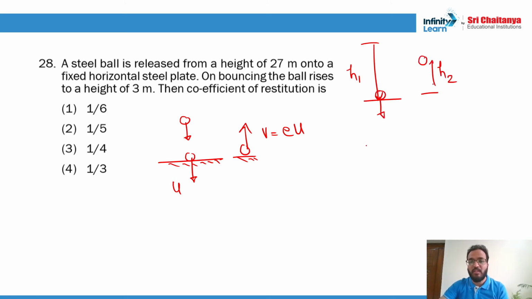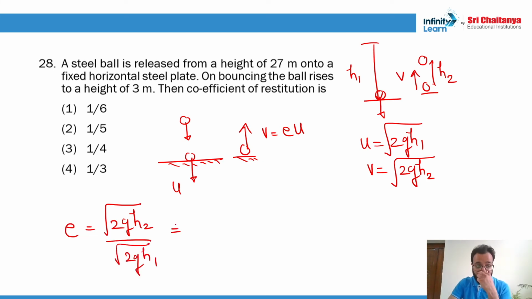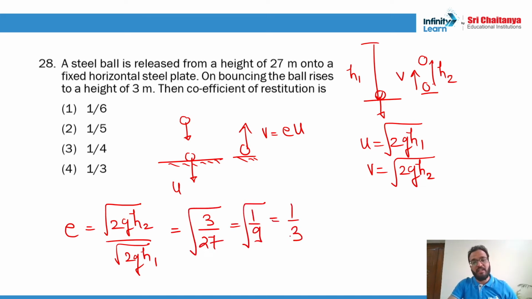So what is u? U is root 2 g h1, right? And what is v? You will say, sir, v is root 2 g h2. Am I correct? So simple, v by u is e. So e is equal to root 2 g h2 upon root 2 g h1, that is root over h2 by h1. So that is 3 by 27 under root, that is 1 by 9 under root, that is 1 by 3. Fourth option is correct.